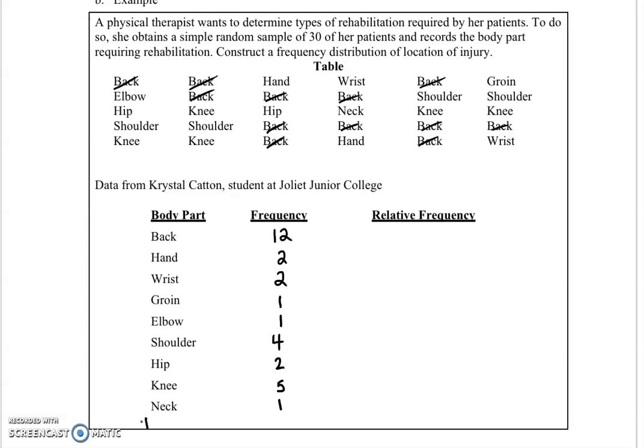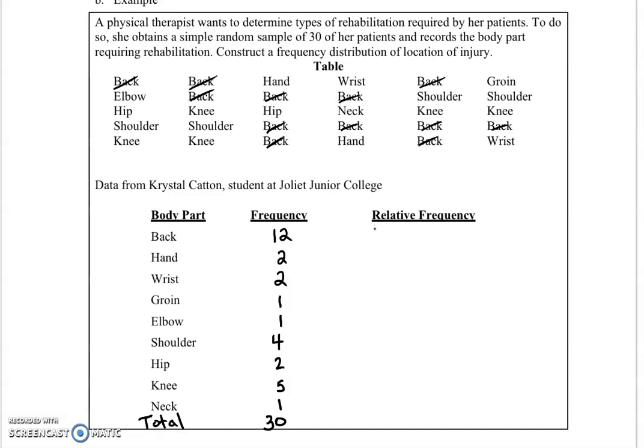So let's check the total and make sure it adds up to be 30. So stick all this in the calculator. 12, 14, 16, 17, 18. Plus 4 is 22. Plus 2 is 24. Plus 5 is 29. Plus 1 is 30. So that's good because we had 30 observations and we have 30 total in our frequency. That means we didn't miscount anything.